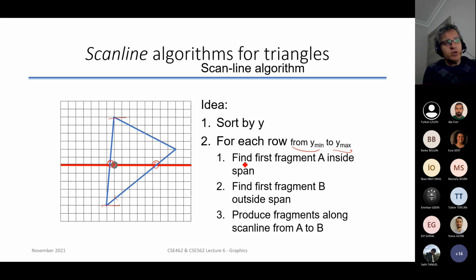You first find the fragment A inside the span, and then find the first fragment B outside the span. So this is inside, outside, inside. Produce fragments along the scan line from A to B. This is how you would render this.